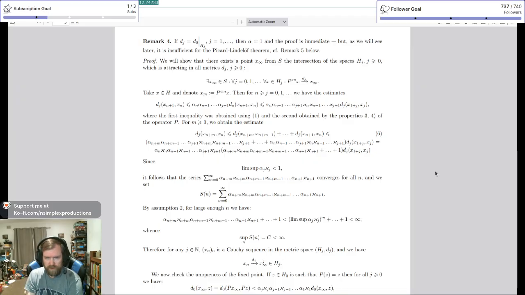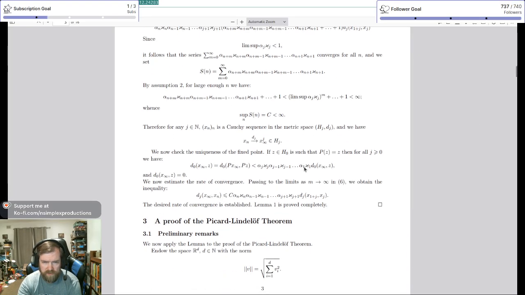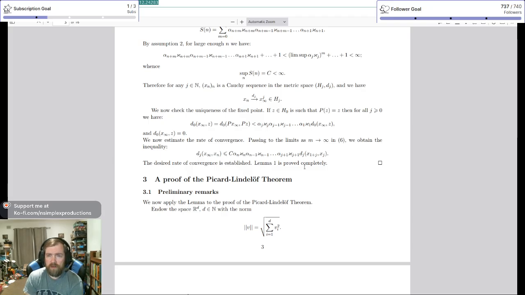Since the limit of the supremum of alpha sub j, kappa sub j is less than 1, it follows that the series given here converges for all n. We set s sub n equal to the following by assumption 2. For large enough n, we have that stuff less than the limit of the supremum of alpha sub j, kappa sub j raised to the m plus etc., out to 1, less than infinity. Okay, so it is a finite value. Whence the supremum of s sub n is c, finite.